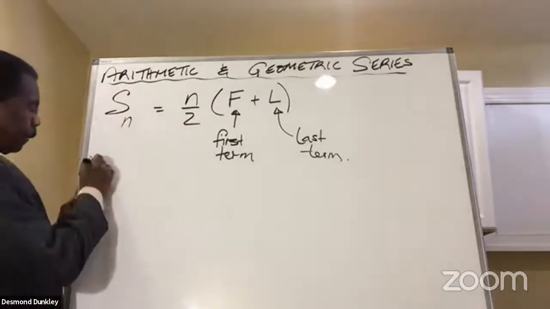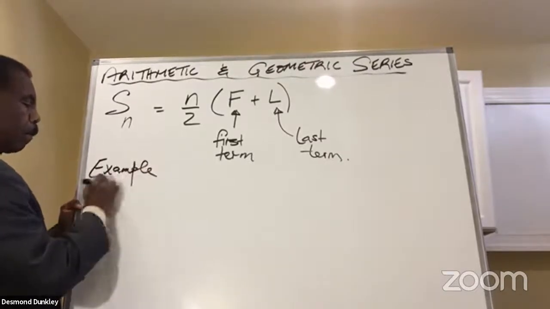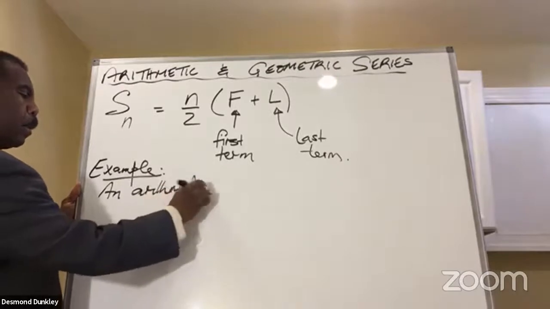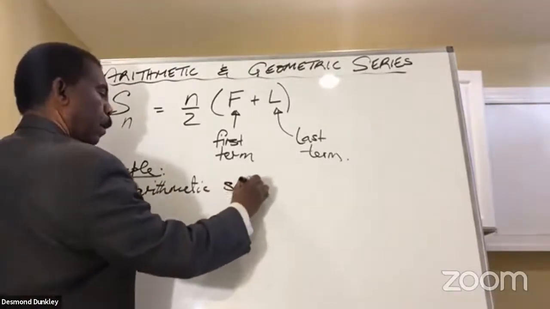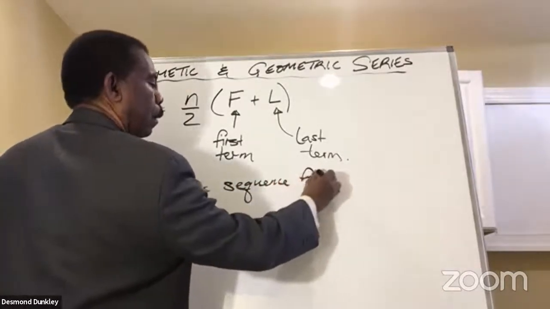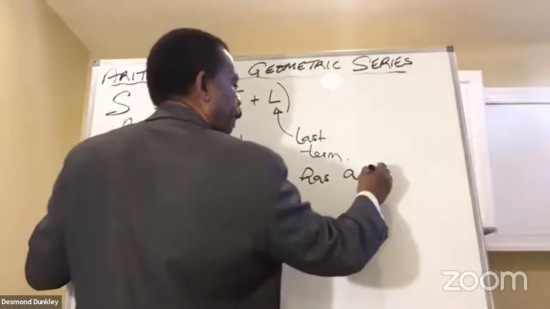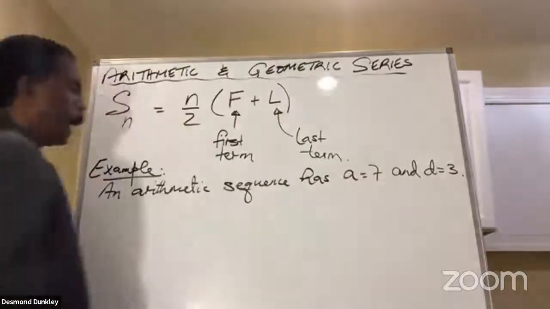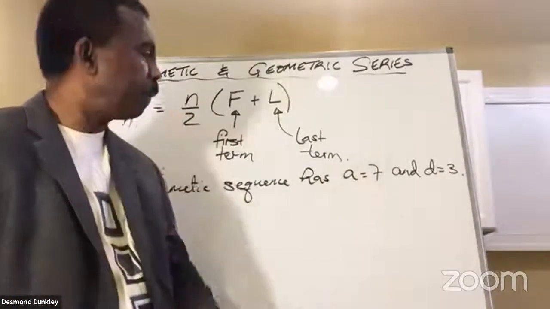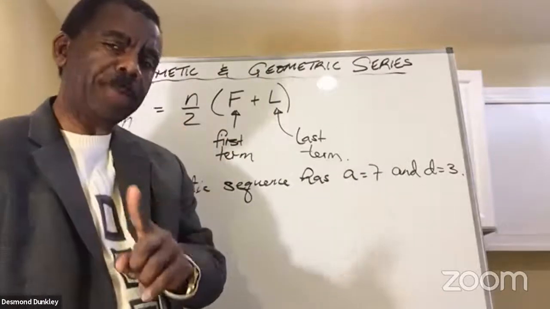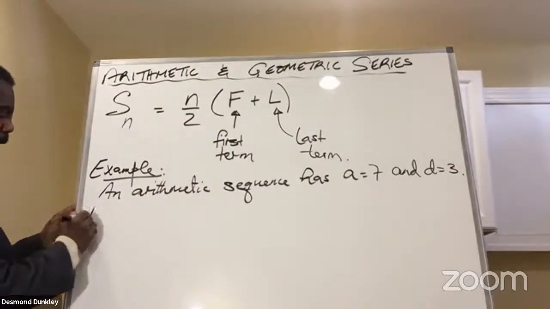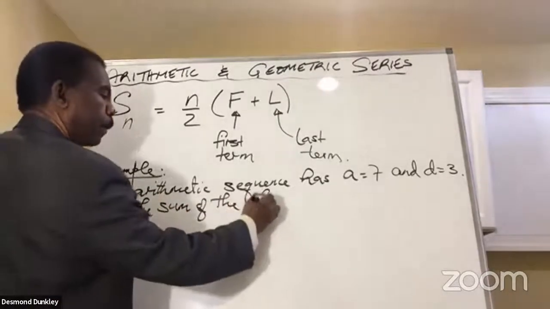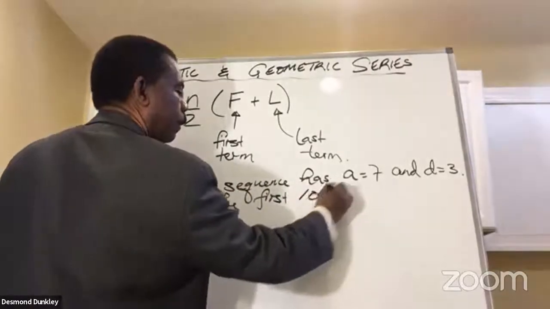So let's do an example. An arithmetic sequence has A, where A we know is the first term, as 7, and D, where D is the common difference, as 3. And our task is to find the sum of the first 100 terms.